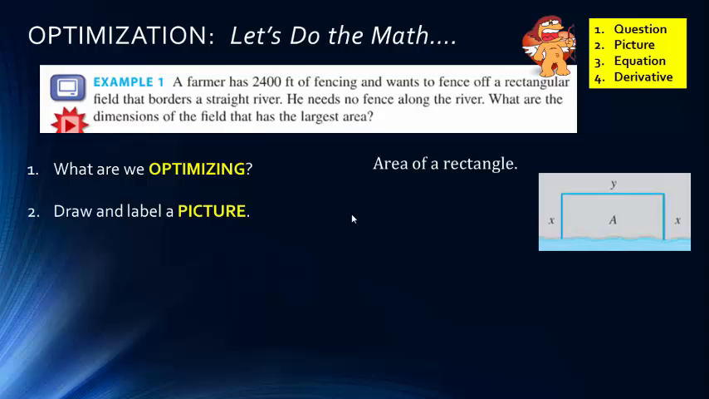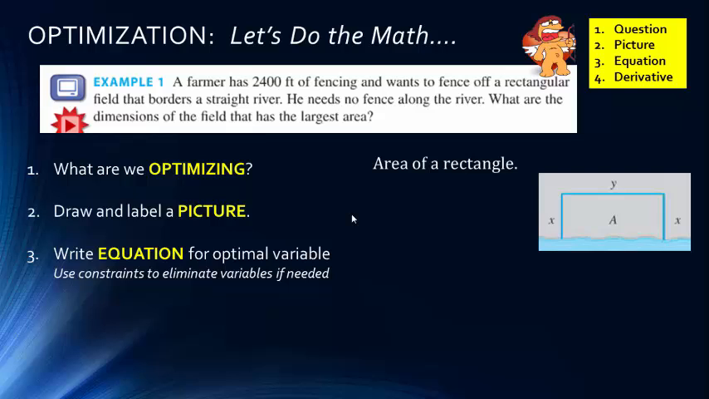Okay. Next we need an equation. We have a couple equations here, right? We have the equation we're trying to solve, which is the area of a rectangle. But notice the area is written in both of these variables, x and y. And this is what I was talking about before. We cannot take the derivative of this until we get this written in terms of all x's or all y's.